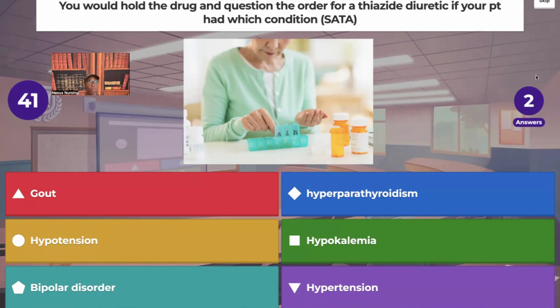We already know about liver dysfunction and kidney dysfunction and diabetes, pregnancy, breastfeeding. Yep, we know that, but there are more that you absolutely need to know. What condition would we hold the drug and place a call to the healthcare provider if our patient had this? Select all that apply. What do you guys think?